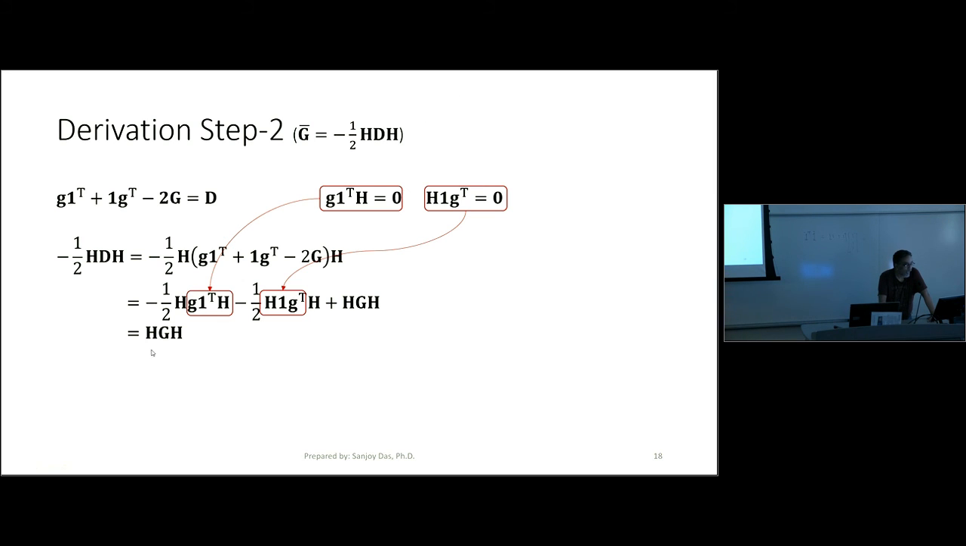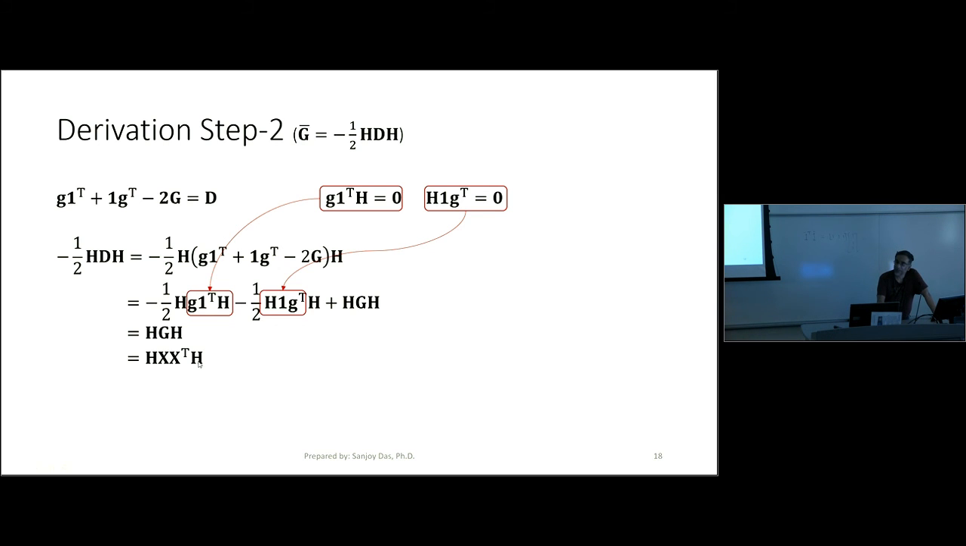Okay. HGH, where G is the Gram matrix. What are we looking for? The centered Gram matrix. We saw that negative half HDH is equal to HGH, where G is the Gram matrix. What do we have to show now? That HGH is G bar. But G is, by definition, XX transpose, right? That's how we get G. I gave you that example too.